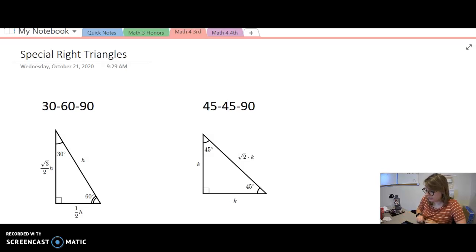Hi guys, so today we're going to be talking about special right triangles. Now this should be a review from Math 2, so it should go quickly. Alright, so let's look at our first one.